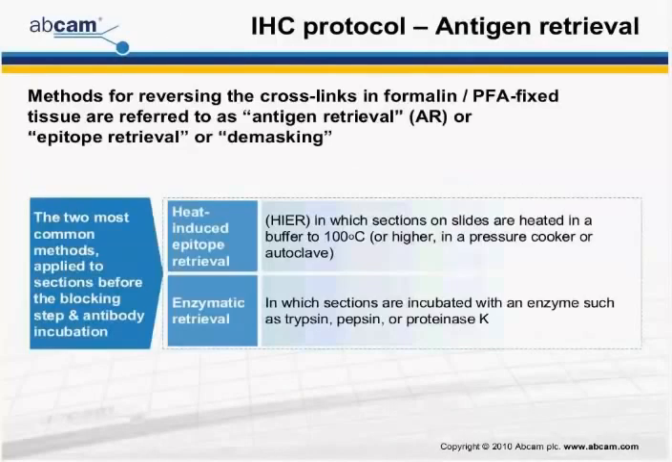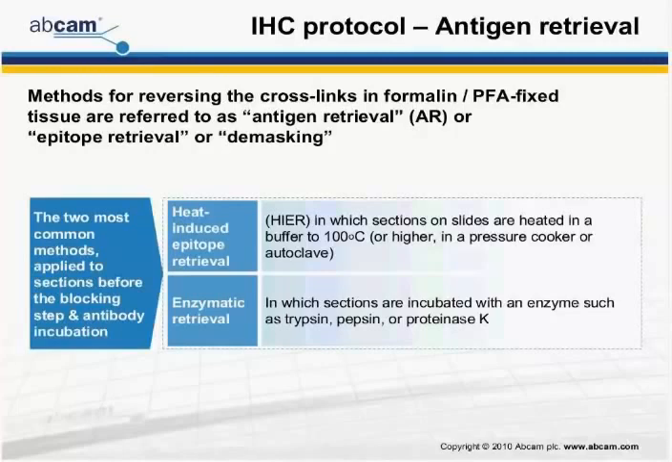The final step in preparing these paraffin-embedded sections is antigen retrieval. As I mentioned before, with the cross-linking fixatives of formalin or PFA, the cross-links can sometimes mask the epitope. So to reverse these cross-links, we use a technique called antigen retrieval. This is also known as epitope retrieval or demasking. And the two most common methods of antigen retrieval are a heat-induced retrieval as well as an enzymatic retrieval.